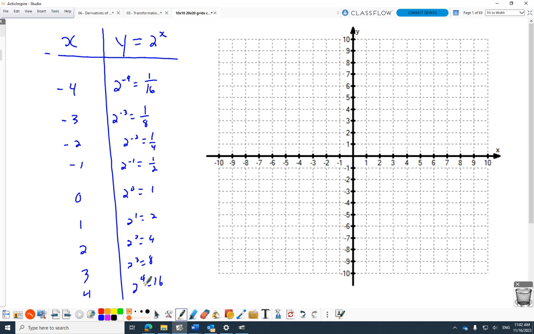Negative 4 is 1/16. That's really small. Negative 3, 1/8. That's still pretty small, but not quite as small as that one. Negative 2, 1/4, right about there. Negative 1, 1/2, right about there. 0, 1, right about there. 1, 2, there. 2, 4, there. 3, 8, there. And 4, 16 is gone. That happens with exponentials very quickly. They grow very quickly and take off. And so what you get is this arrow saying, woo, gone.